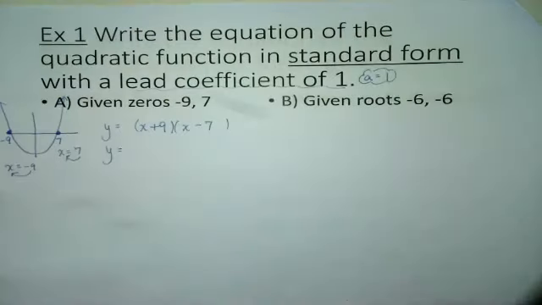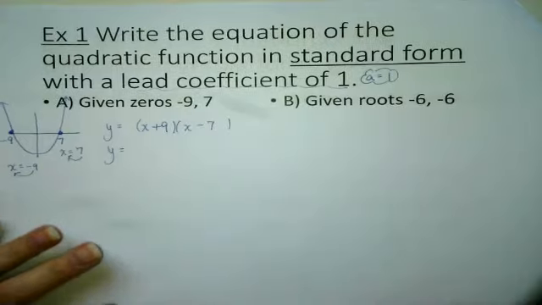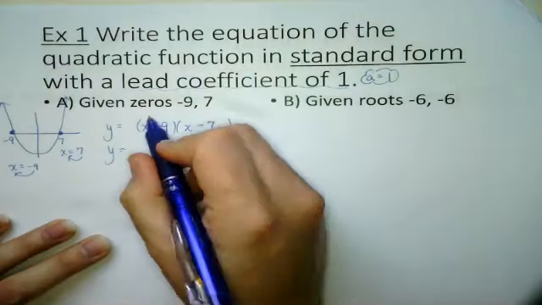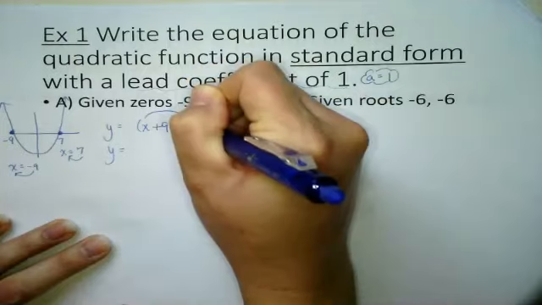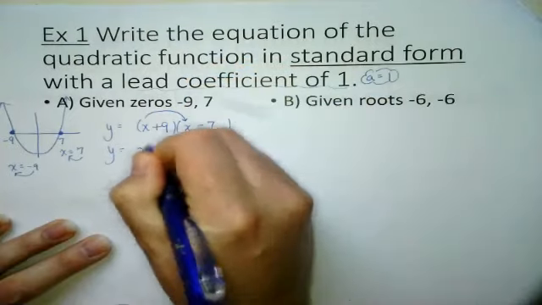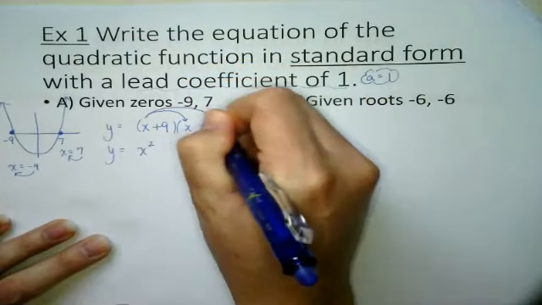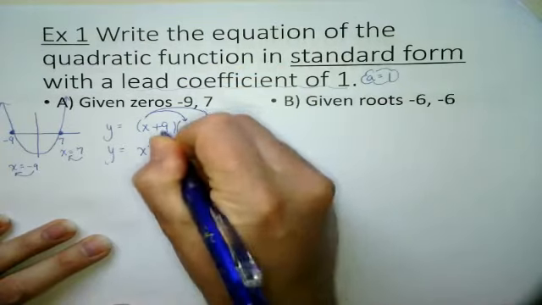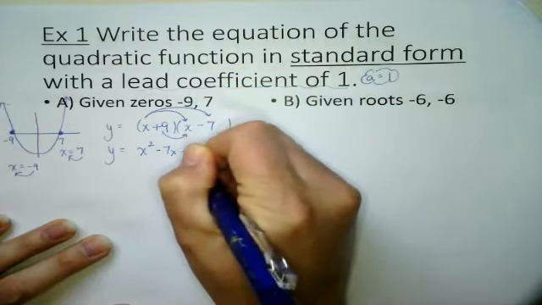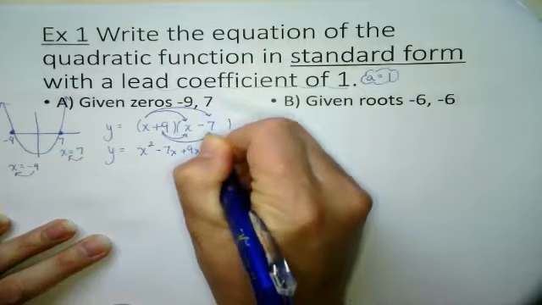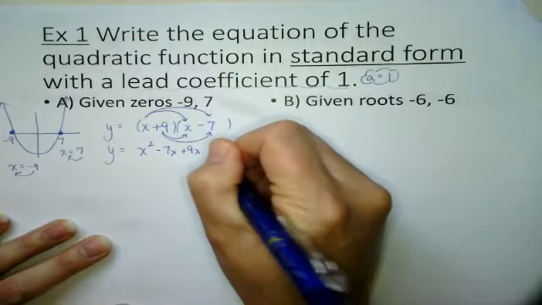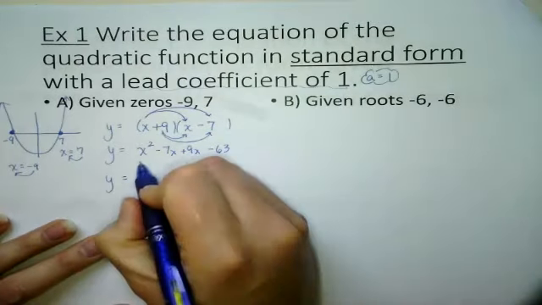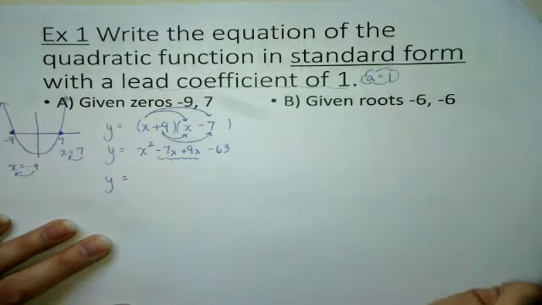All we have to do is multiply this out, and then it will be in standard form if we put it in order. So I'm going to go ahead and distribute first times first. X times x is x squared. The outside, x times -7 is -7x. 9 times x is positive 9x. And 9 times -7 is -63. And then I can add my like terms together.